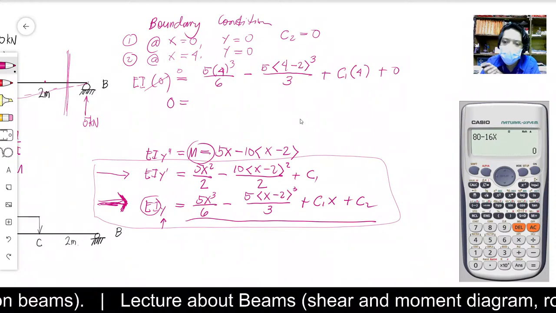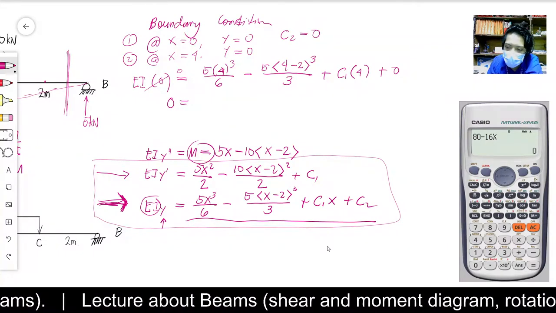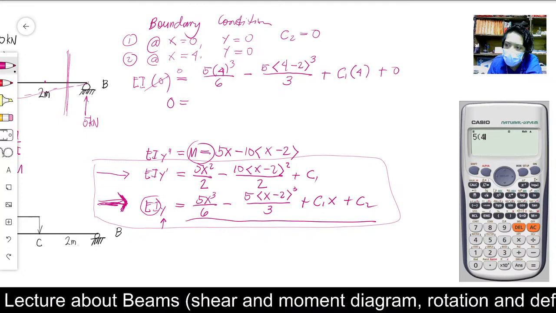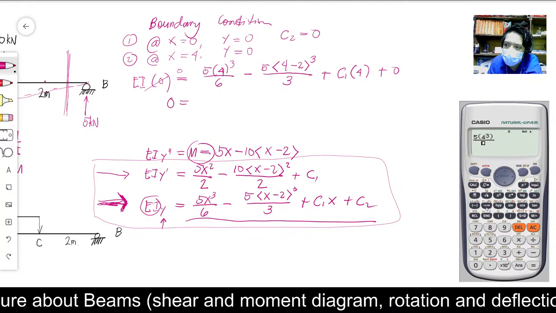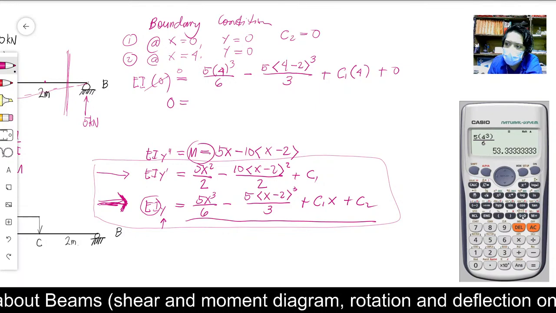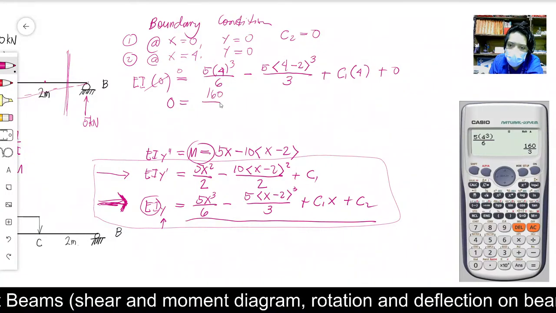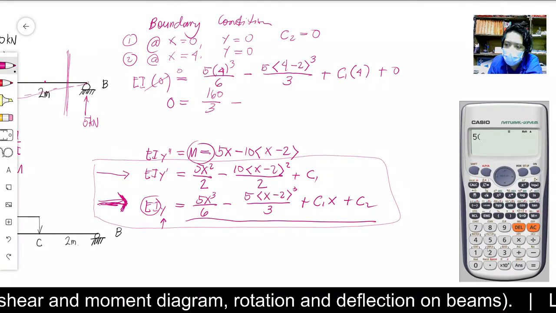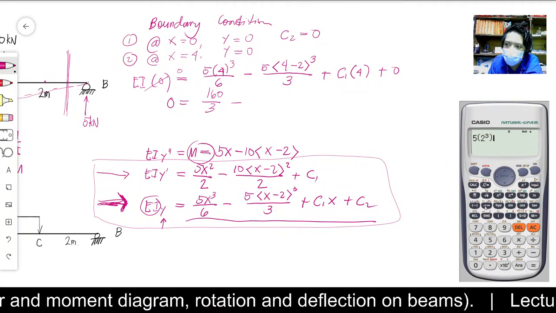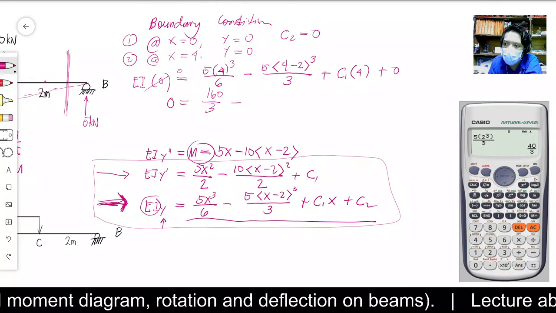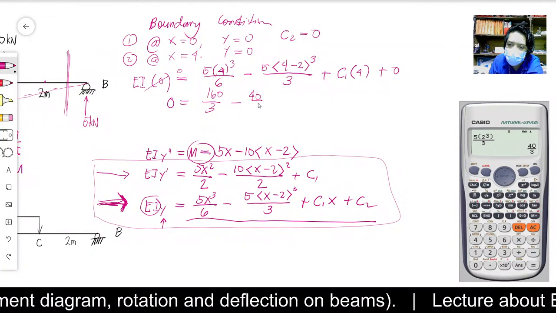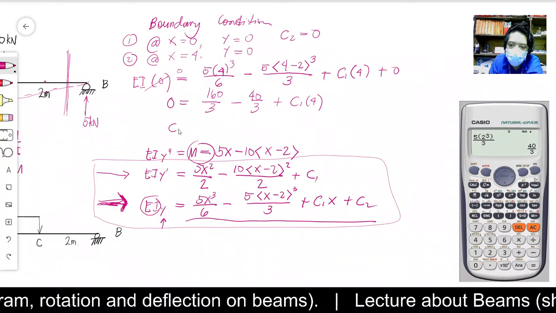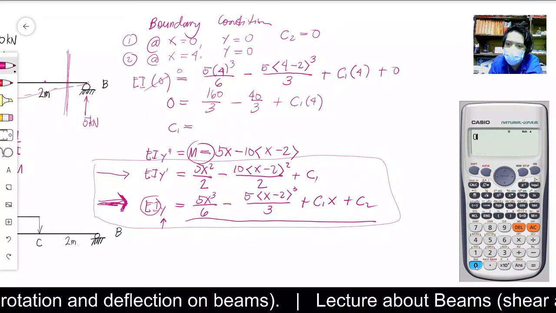Okay. So let us solve for the value of C1. This is your 5 times 4 cube over 6, that is 160 over 3. This is 160 over 3 minus this one right here, that is 5 times 2 cube over 3, and that is 40 over 3. This is 40 over 3 plus C1 times 4.